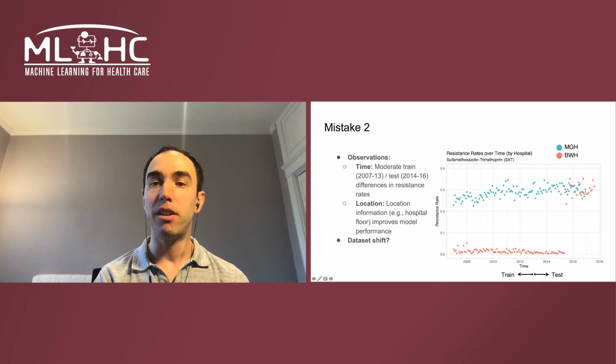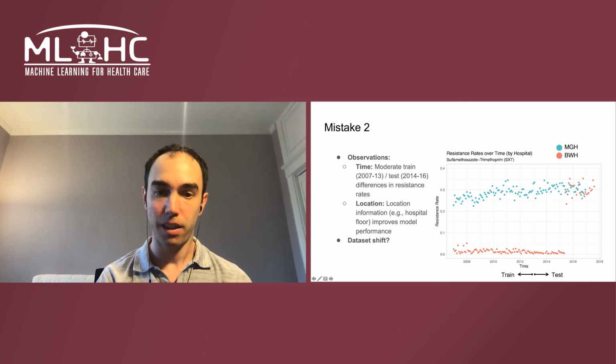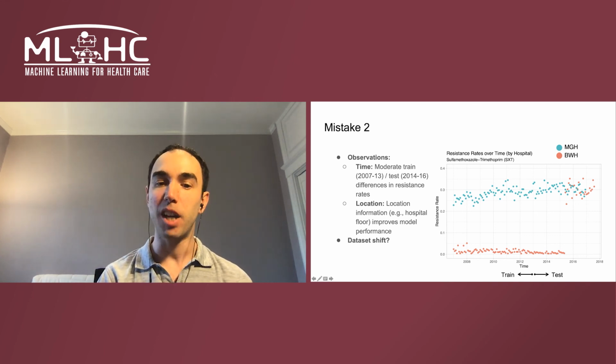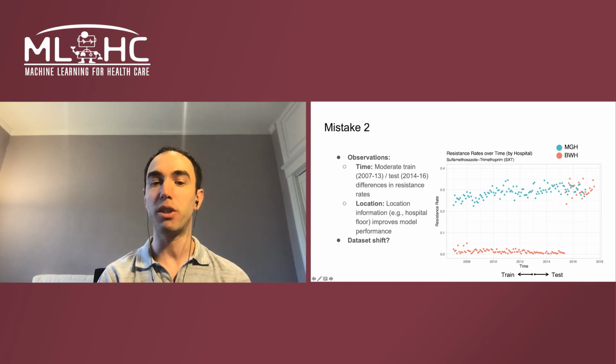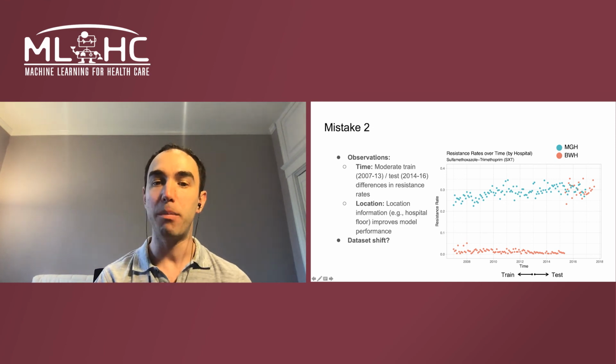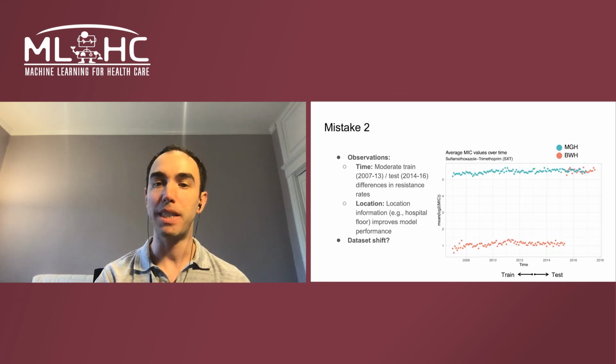In cyan here are the samples coming from MGH, and red are the samples coming from Brigham and Women's Hospital. What we see is that up until about 2015, it appears that all of the samples from Brigham and Women's Hospital have resistance rates which are substantially lower. Almost never do you observe a resistant specimen, whereas for MGH, you have a much more consistent trend. When you look at the MIC values, you have exactly the same phenomena.